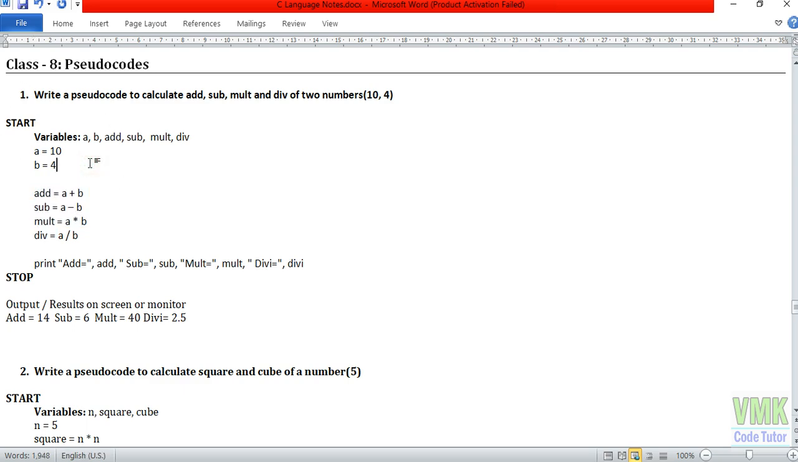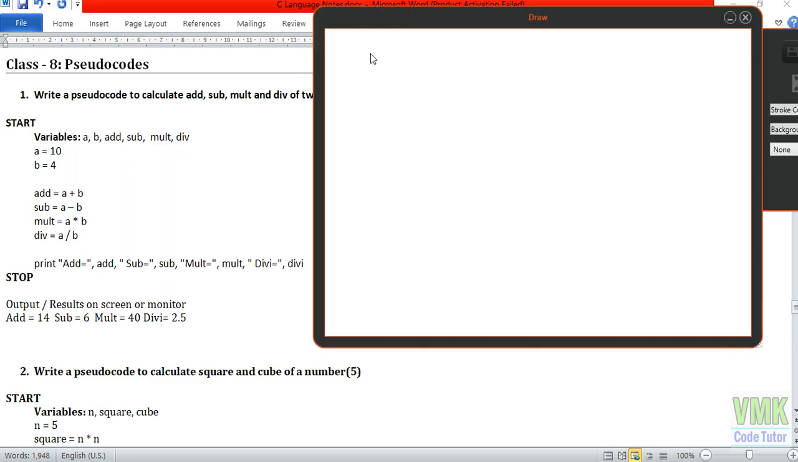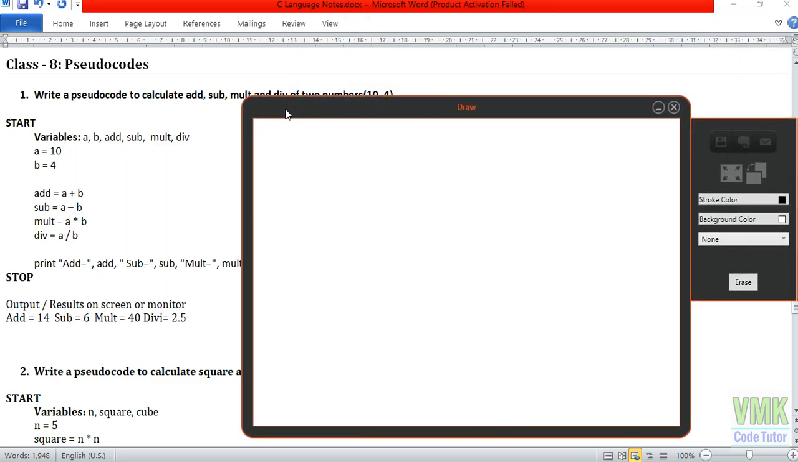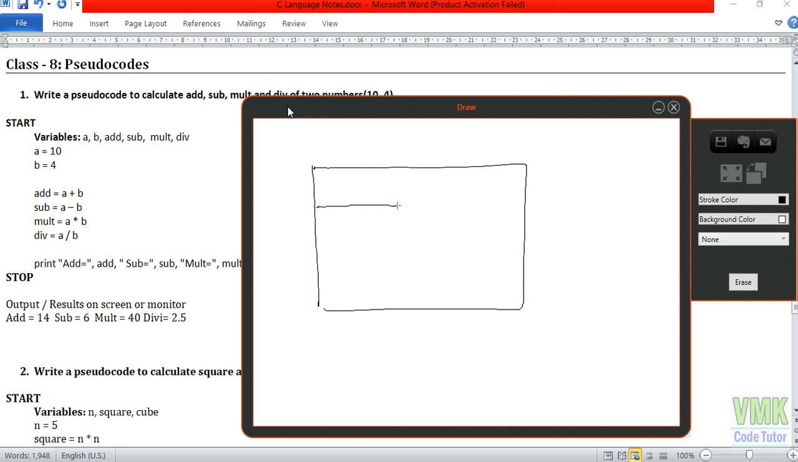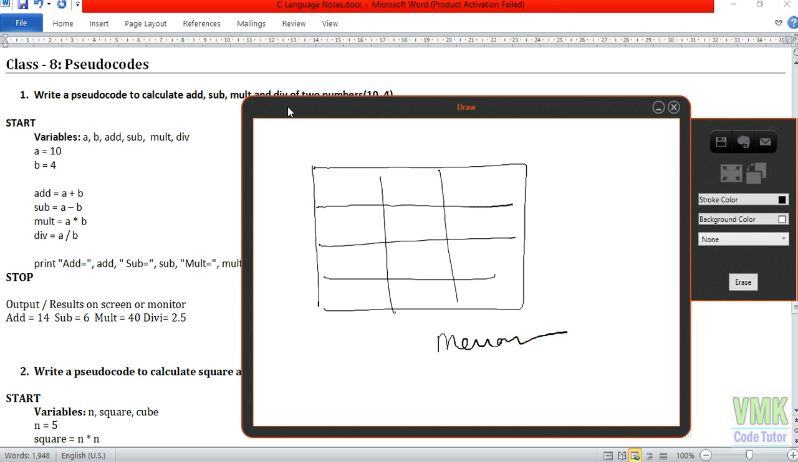Now let me show you how we can write the output. After writing the pseudocode, what you need to do is create the memory. This is what we call memory. The memory contains addresses 101, 102, 103, like this addresses will be there. Now after writing the pseudocode, you run the pseudocode.